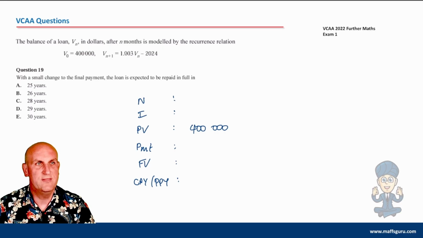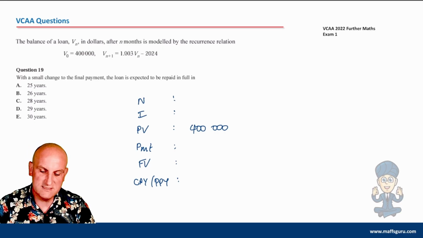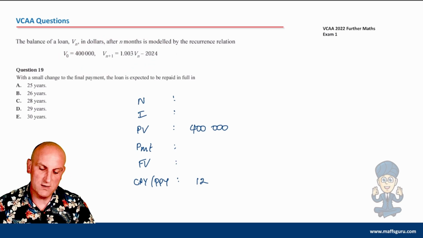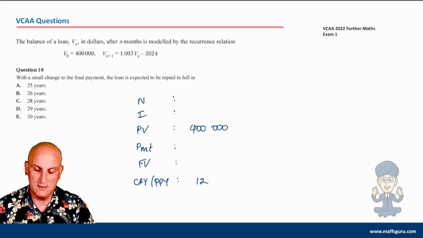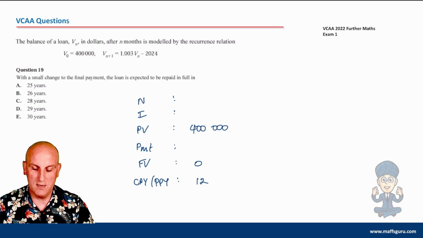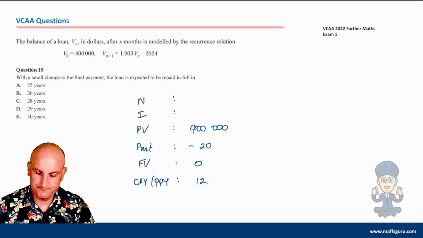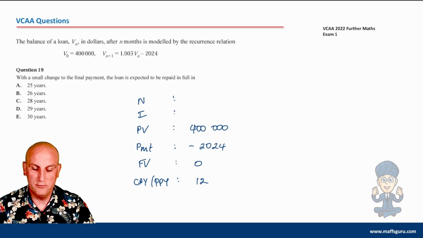Months, right? There is a monthly relationship here. So I now know that my CPY and PPY is going to be 12. The balance of a loan is modeled by that. What is my final value going to be? 0, because I want to pay out my loan. What does this minus 2024 mean? I'm paying money off my loan. So again, that's going to be minus 2024. Do I know my interest rate?